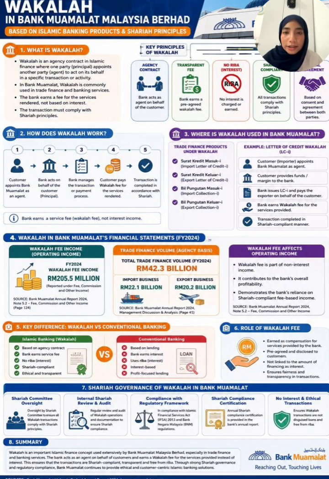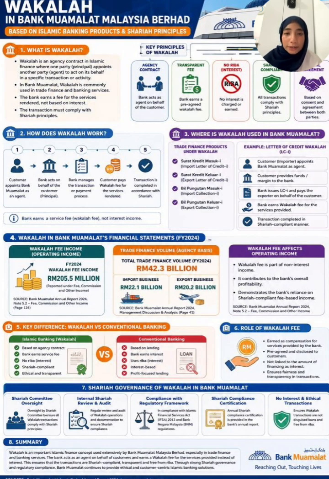Wakalah is an agency contract in Islamic finance where one party, which is the principal, appoints another party, which is the agent, to act on its behalf in a specific transaction or activity. In Bank Muamalat, Wakalah is commonly used in trade finance and banking services. The bank earns a fee for a service rendered and not based on the interest. The transaction must comply with Sharia principles.